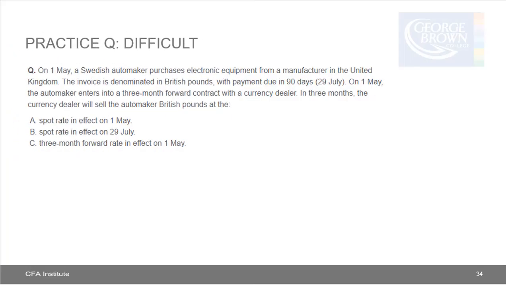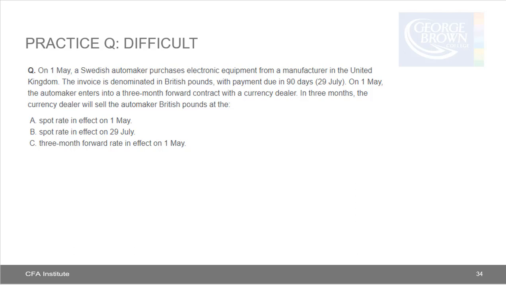So we're going to finish this video with one last practice question just to check our understanding, and this is from the difficult level. The question is: on 1 May, a Swedish automaker purchases electronic equipment from a manufacturer in the United Kingdom. The invoice is denominated in British pounds with payment due in 90 days. On the 1st of May, the automaker enters into a 3-month forward contract with a currency dealer.